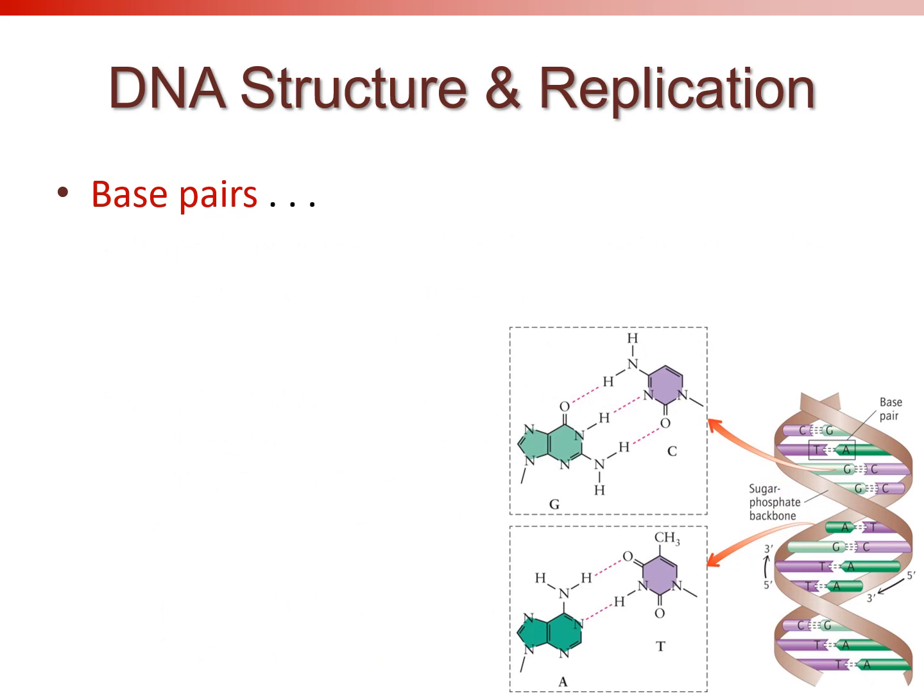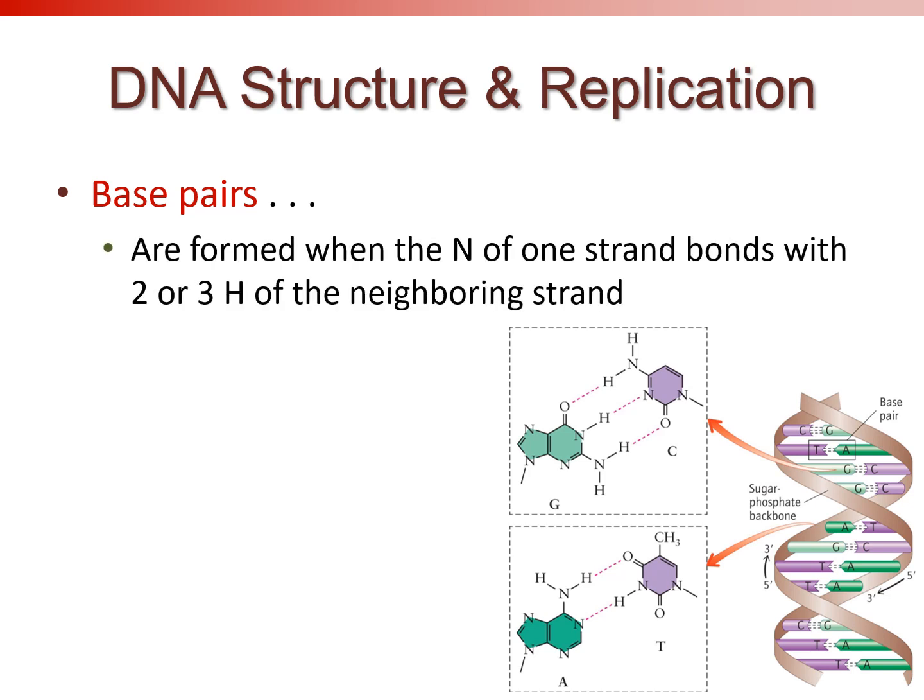All right, so the base pairs are what are coming off of the sugar phosphate backbone, and they're pairing up according to this combination: adenine, thymine, guanine, and cytosine. And we can see that's what this A and the T stand for, and the C and the G. So the base pairs are formed when the nitrogen of one strand bonds with 2 or 3 hydrogens of the neighboring strand. So when one DNA base pair finds a reciprocal pair, that's how that works. And this is how they always couple up.